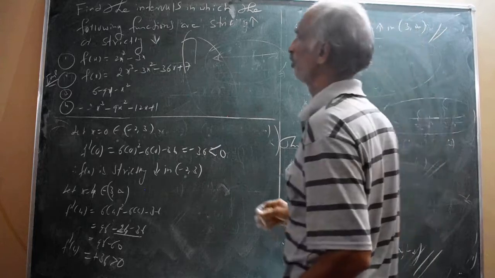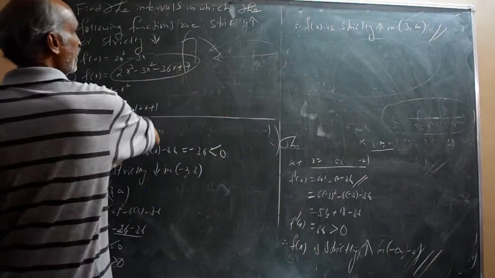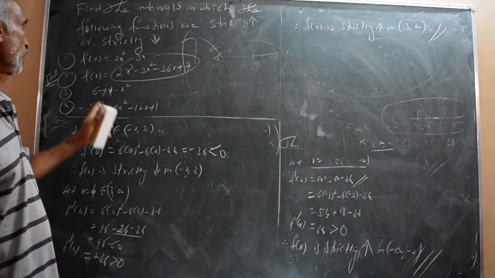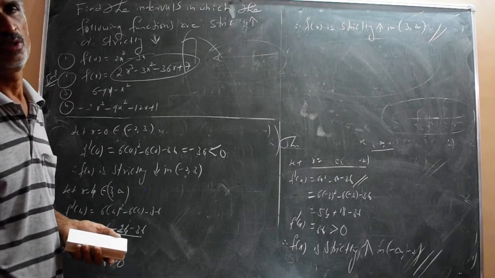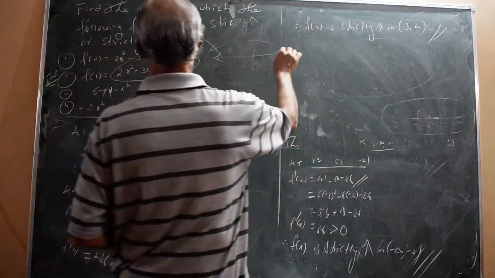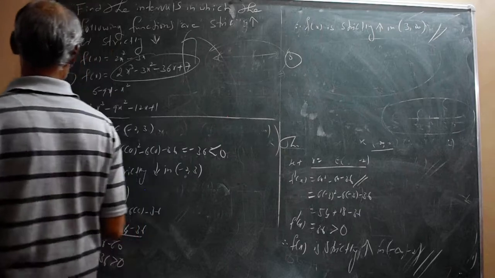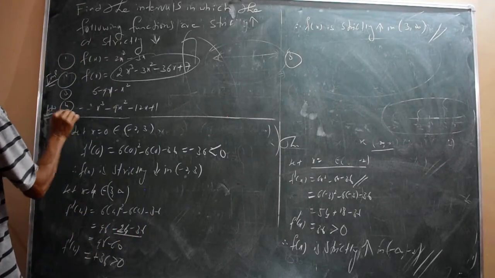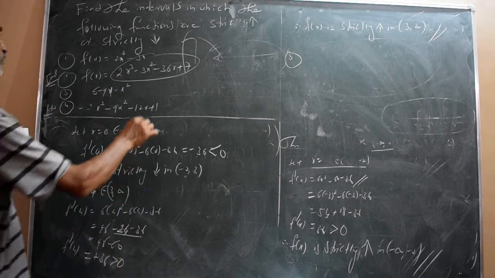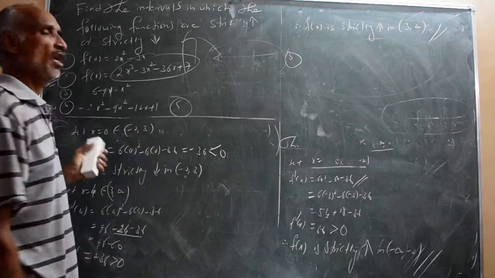Suppose the given equation is a cubic equation, you get 3 intervals. If the given equation is quadratic, you get 2 intervals. Okay. The third one, let us take. The fourth and fifth are homework. Let's see. Don't get confused regarding the minus sign.